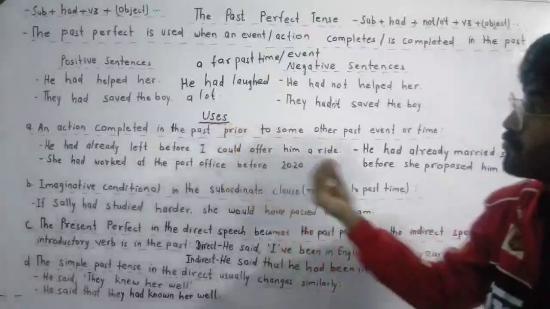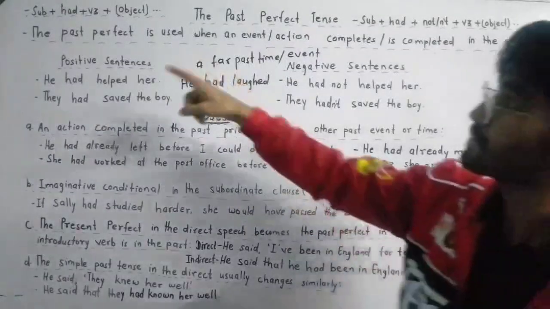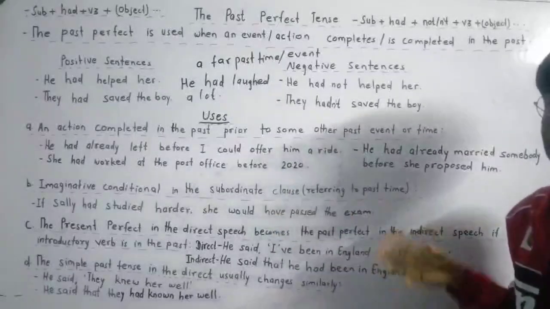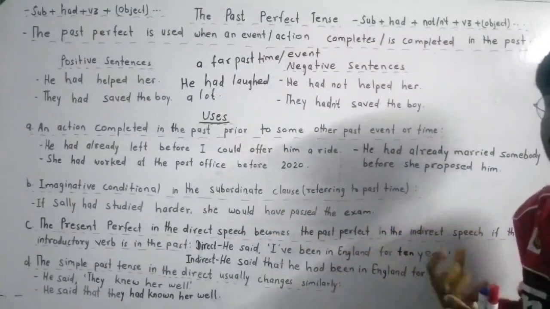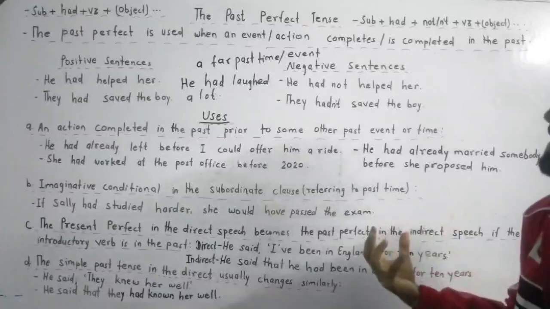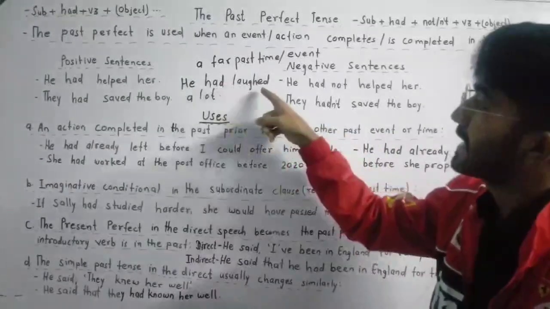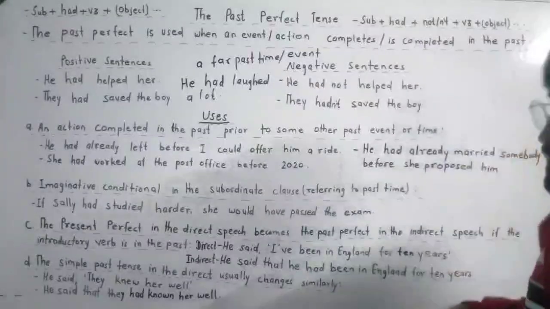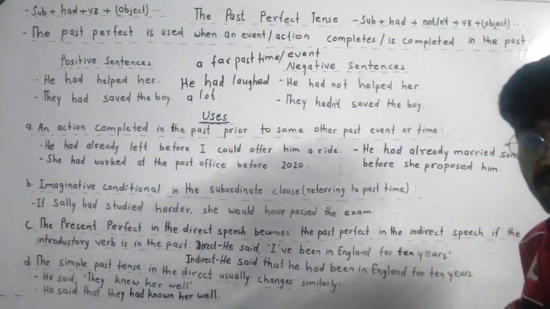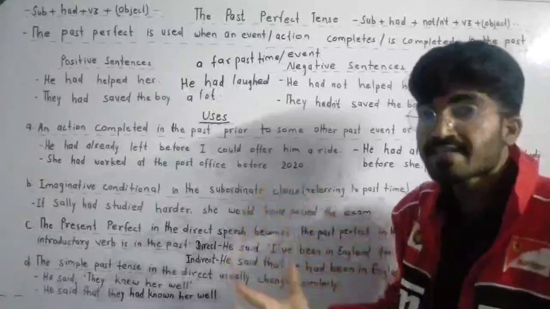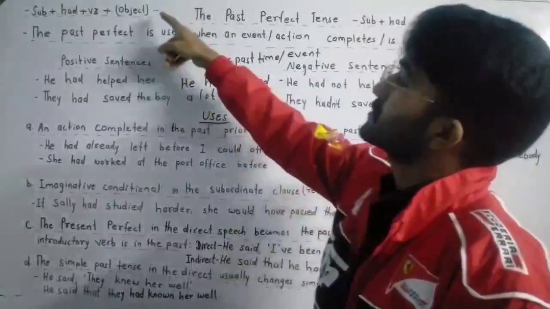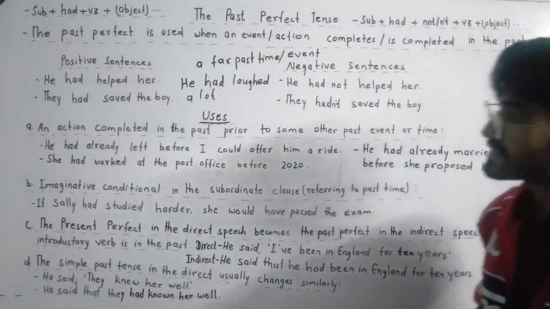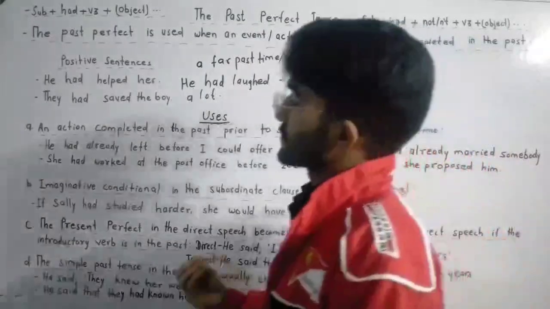It means other words might be there, not only subject, then had plus verb 3 plus object. Other words might be there while communicating, while speaking, while writing. That's why you can see he had laughed a lot. Blah blah means other words might be there while forming sentences, while speaking. That's why I have used blah blah blah. So coming back to its uses, let's talk about its first use.